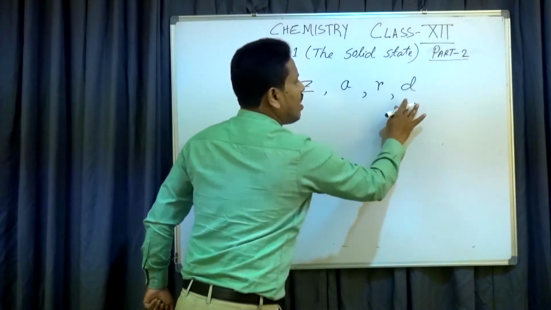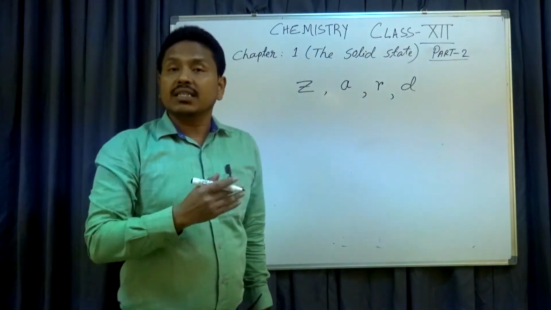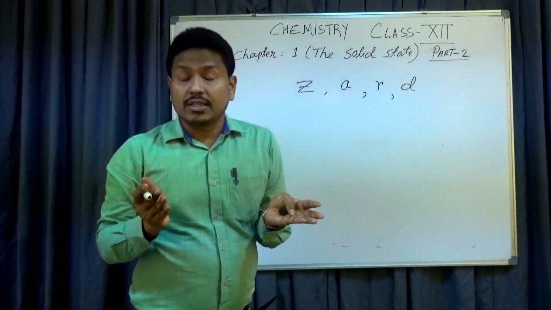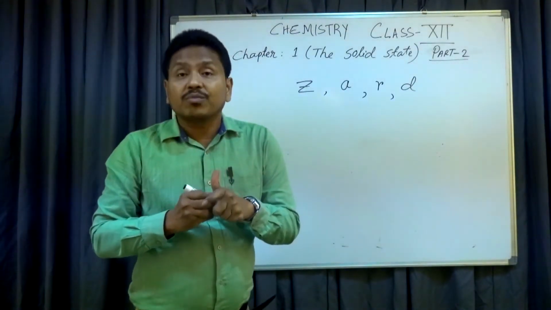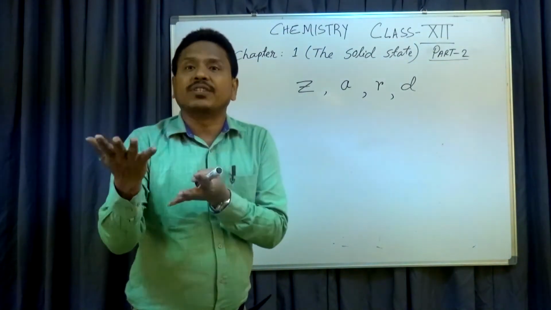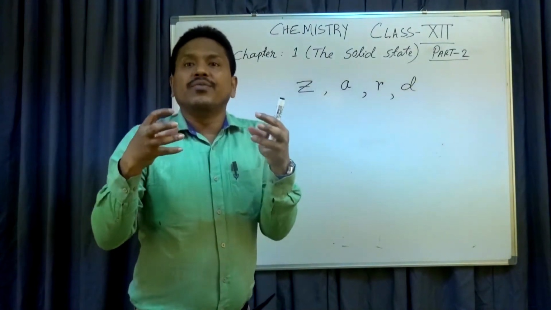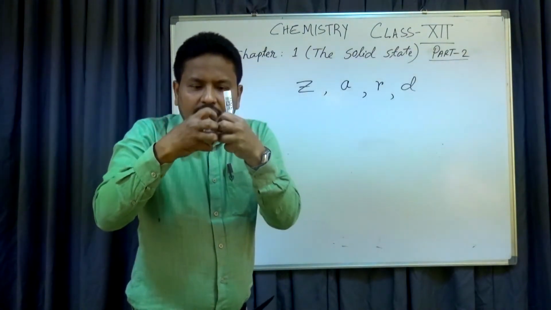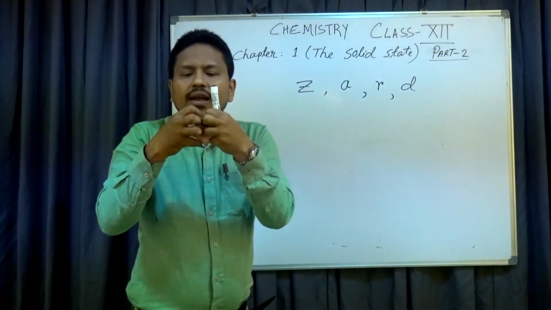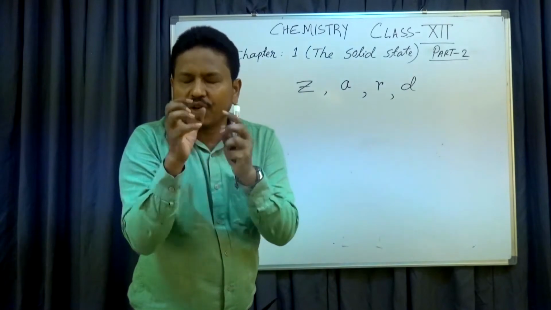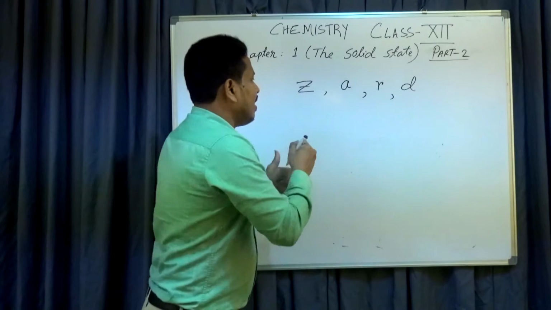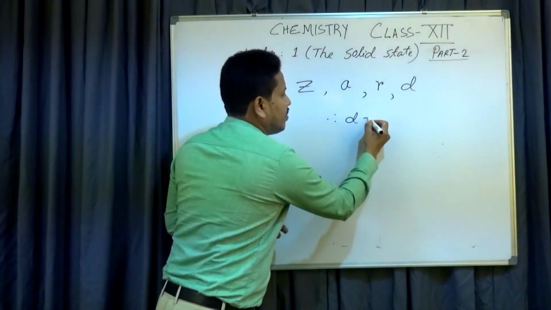D means what? Nearest neighbor distance. Previously I have mentioned D equal to what? Nearest neighbor distance means whenever in solid state the atoms are closely packed, whether in simple, BCC, or FCC, then two nearest neighbors means two atoms which are in contact. What is the nearest neighbor distance? Small d is the distance between the two nuclei of the two touching atoms. That is D.